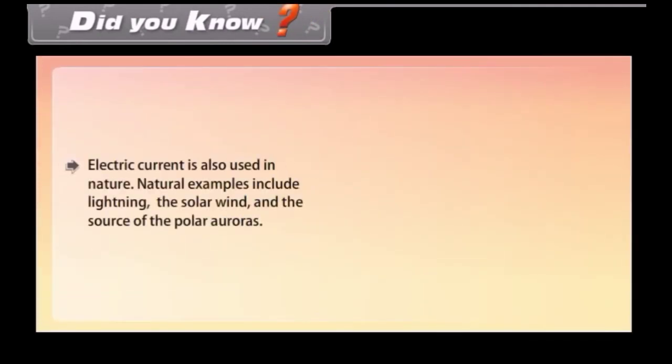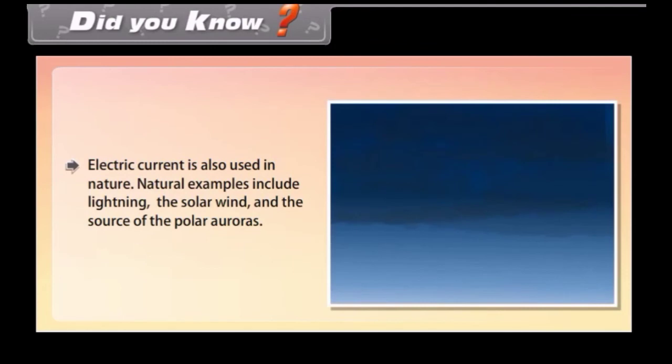Did you know? Electric current is also used in nature. Natural examples include lightning, the solar wind, and the sources of the polar auroras.